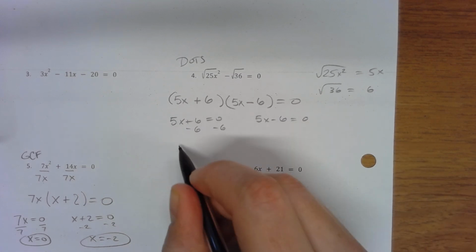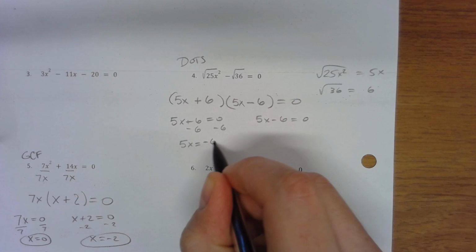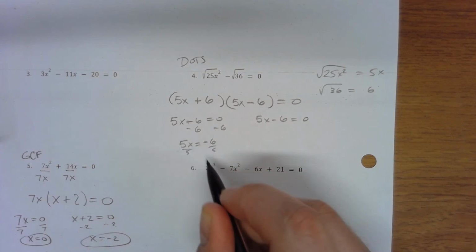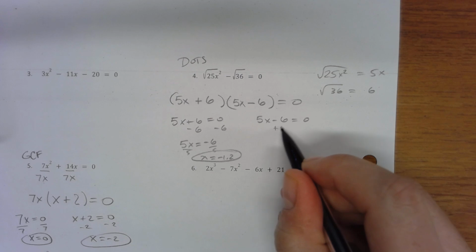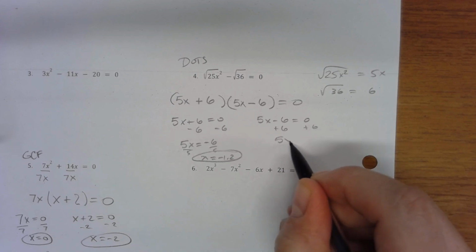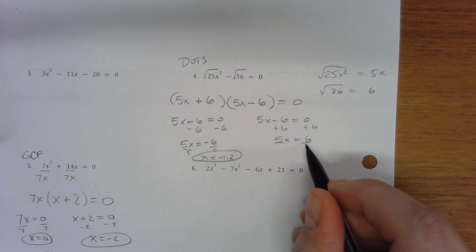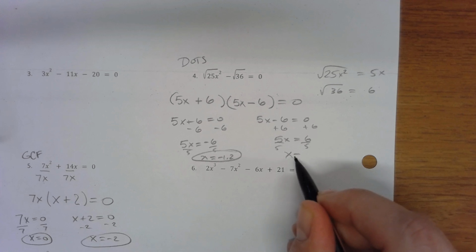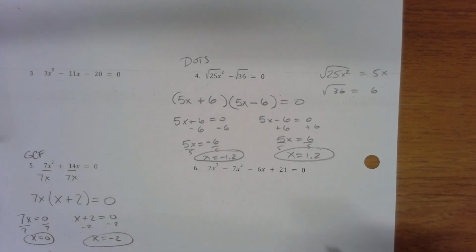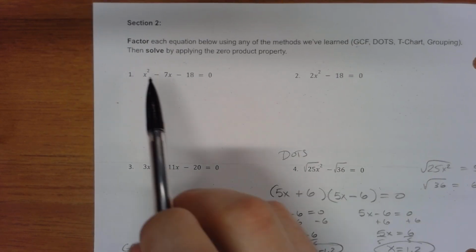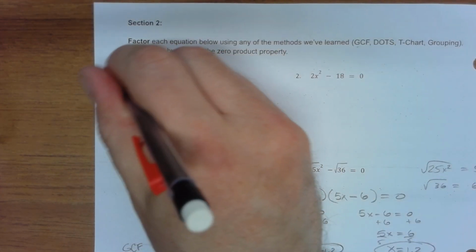So 5x equals negative 6. Divide by 5. X equals negative 1.2. Add 6 to both sides. 5x equals 6. Divide by 5. X equals 1.2. That's GCF and DOTS. How about a T-chart? T-charts always start with a 1x squared.